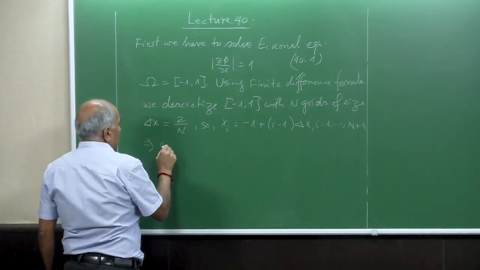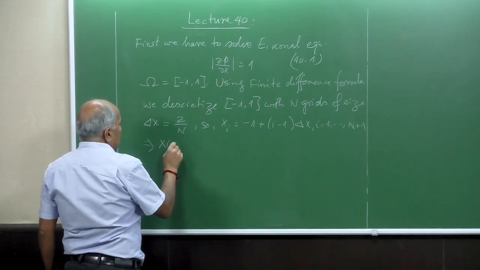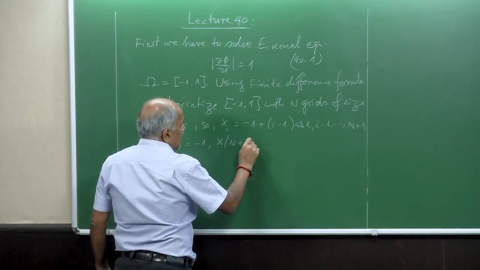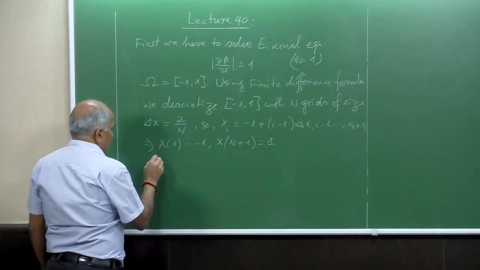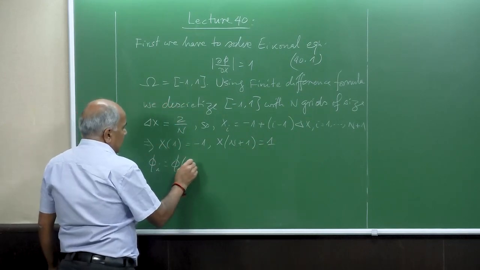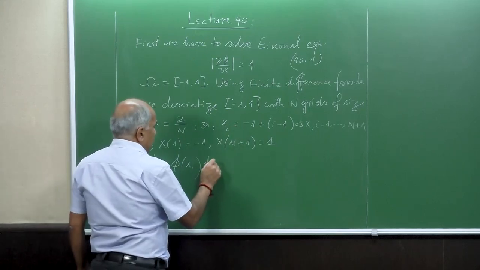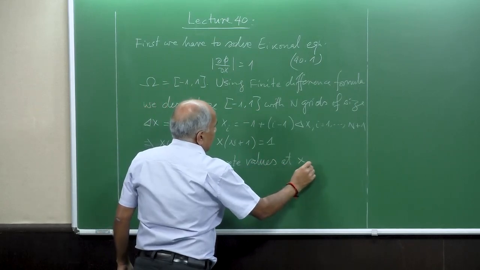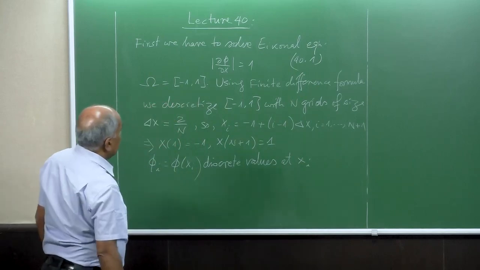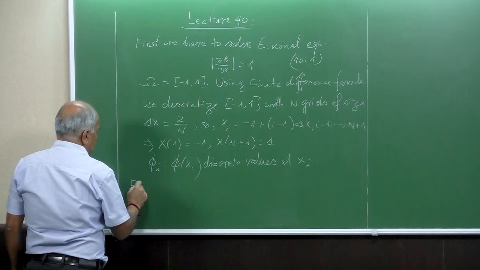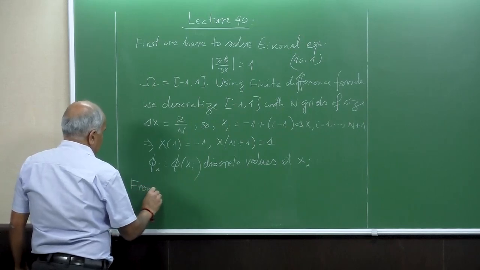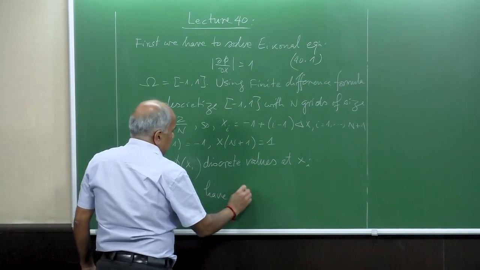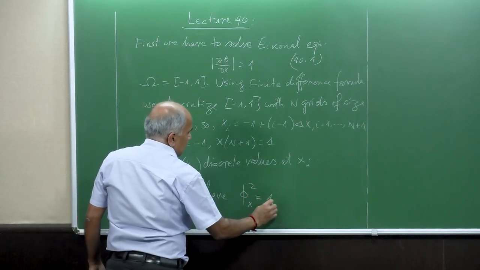This implies our x of 1 is minus 1 and x of n plus 1 is plus 1. Our phi_i is equal to phi of x_i, the discrete value. Now from 40.1, if we take the square, phi_x squared is equal to 1.